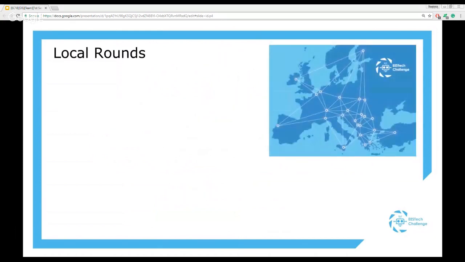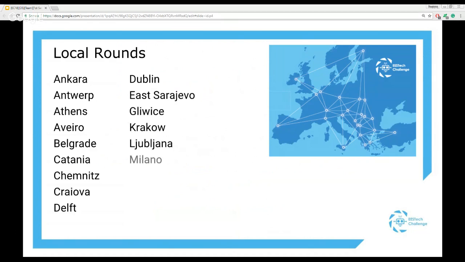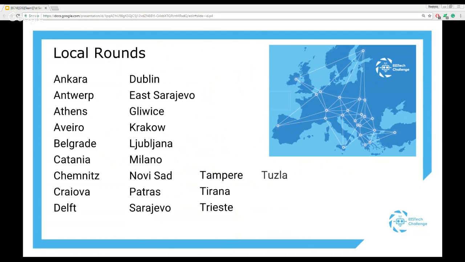The competition consists of local rounds and one final round. Local rounds will be implemented during March, and the 24 local committees that will organize them are, as you can see in the slide: Ankara, Antwerp, Athens, Aveiro, Belgrade, Catania, Chemnitz, Craiova, Delft, Dublin, East Sarajevo, Gliwice, Krakow, Ljubljana, Milano, Novi Sad, Patras, Sarajevo, Tampere, Tirana, Trieste, Tuzla, Xanthi, and Zurich.